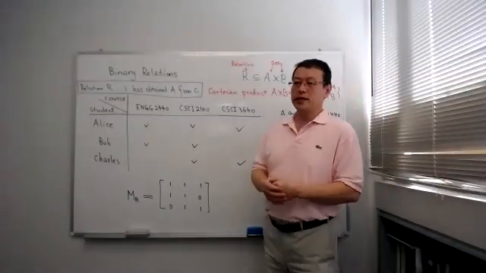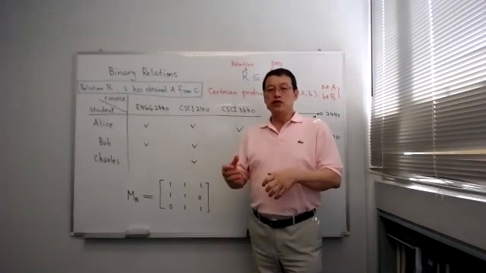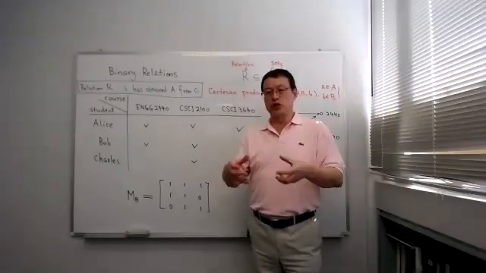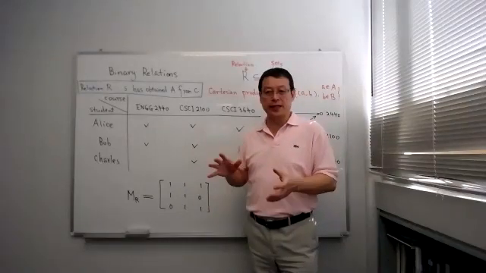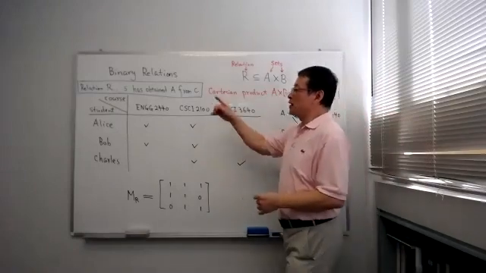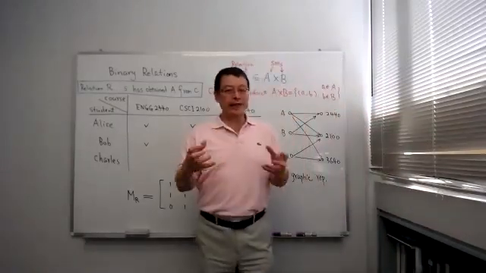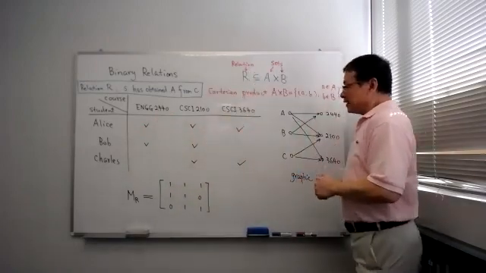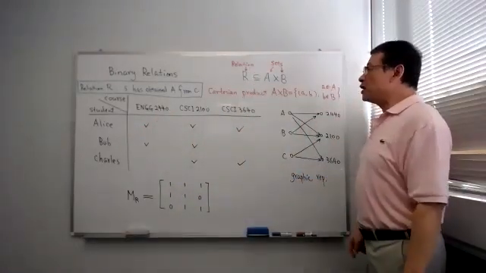Of course, we can talk about relations not only between two objects, but among many objects. We'll touch on that later, okay? But the foundation is really binary relations. It's a connection between two types of objects. So here is an example of a binary relation.